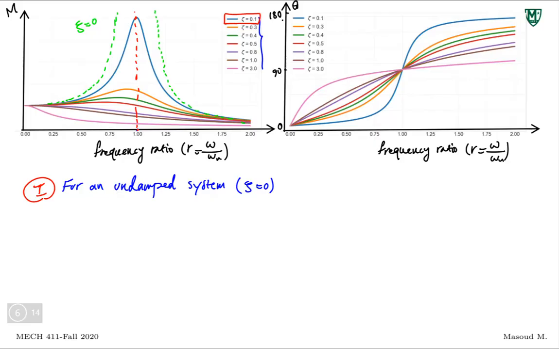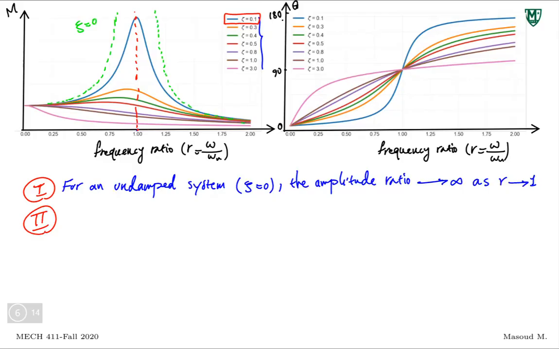Since we have damping, it doesn't go to infinity in this system. But for an undamped system, the amplitude ratio goes to infinity as R goes to 1. What is R? Again, R is the frequency ratio. When R gets close to 1, it means omega is getting very close to omega n, and we're getting close to resonance. Resonance occurs, and when there is no damping, it goes all the way to infinity. We talked about this when we were talking about the spring mass system.